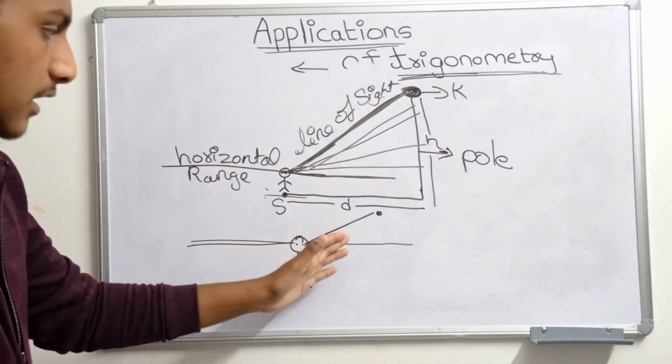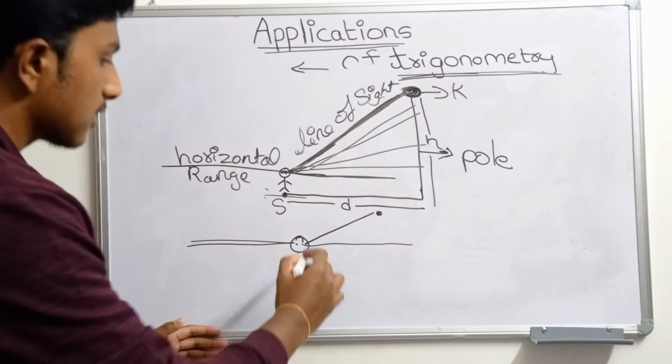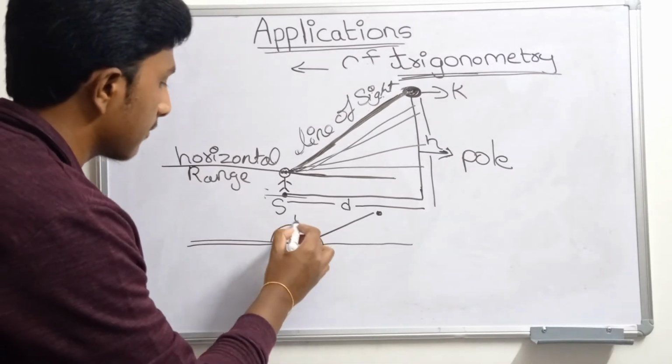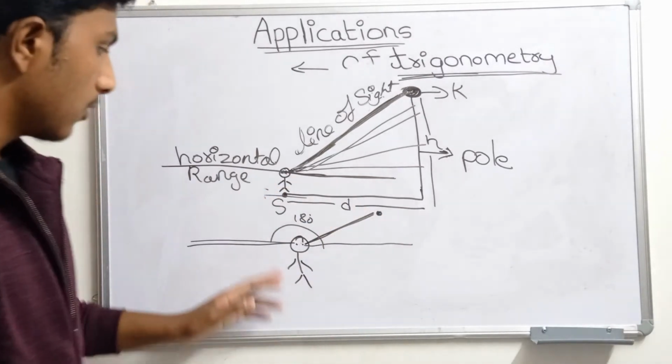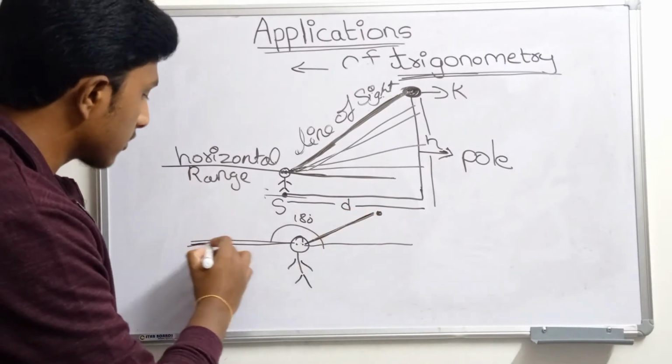When the person is standing at a particular position, the straight line from his eye is known as the horizontal range, which is at 180 degrees. I hope this is completely 180 degrees, and this must be some angle. Okay, guys, are you clear with it? This is the horizontal range, guys.